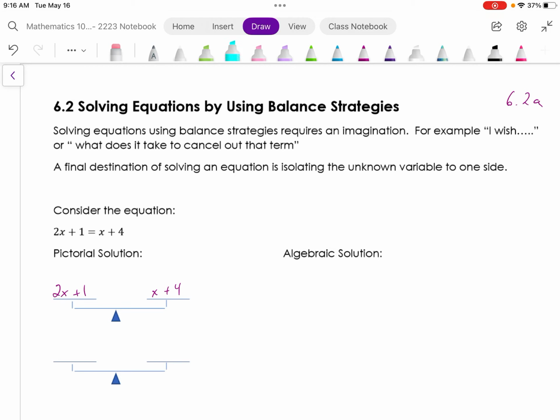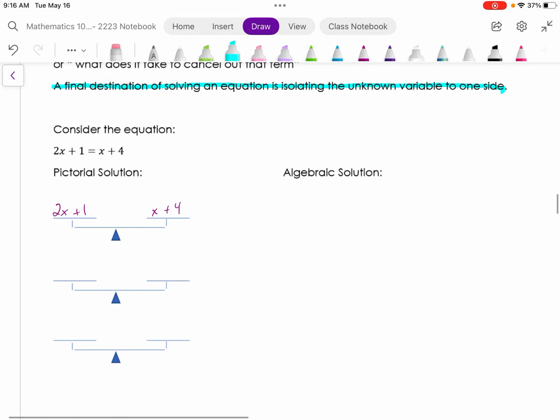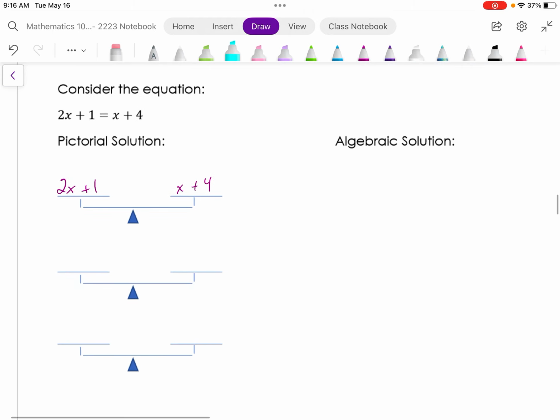Here's something to keep in mind, though: the final destination for solving an equation is to get the unknown variable isolated to one side. Here's a balance strategy that I'm going to use. I'm going to put it on a scale and it balances out. An equation is like a balance, in which the equation is 2x + 1 = x + 4.